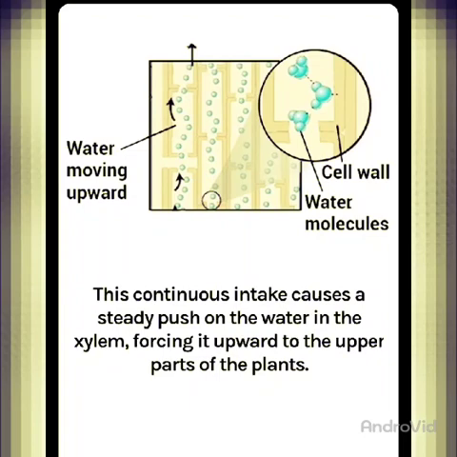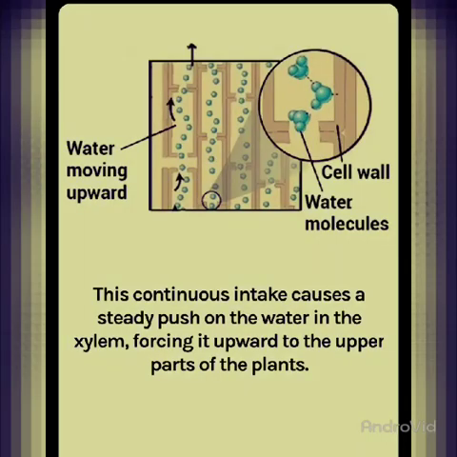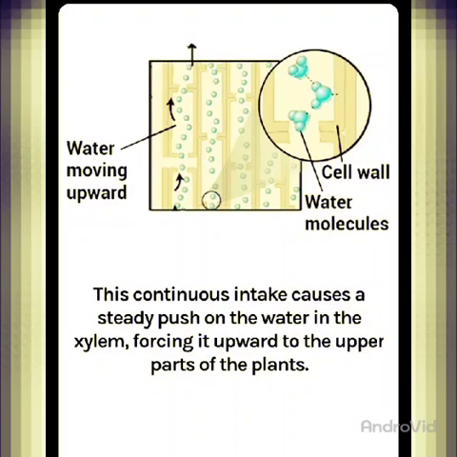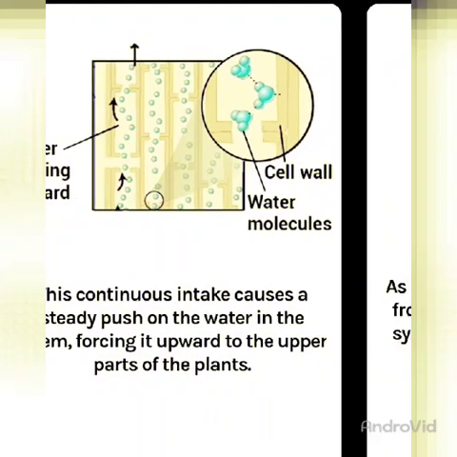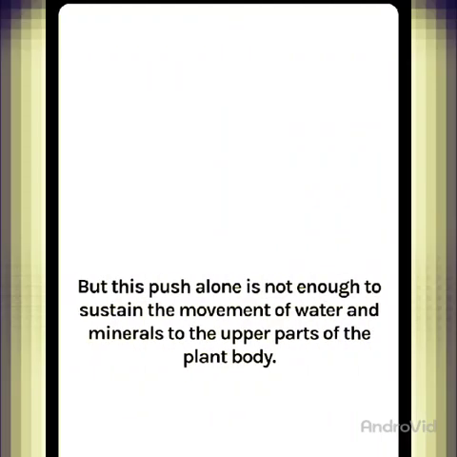So this continuous intake causes a steady push on the water in the xylem, forcing it upward to the upper parts of the plant. But this push alone is not enough to sustain the movement of water and minerals to the upper part of the plant body. Let us see this process in detail.